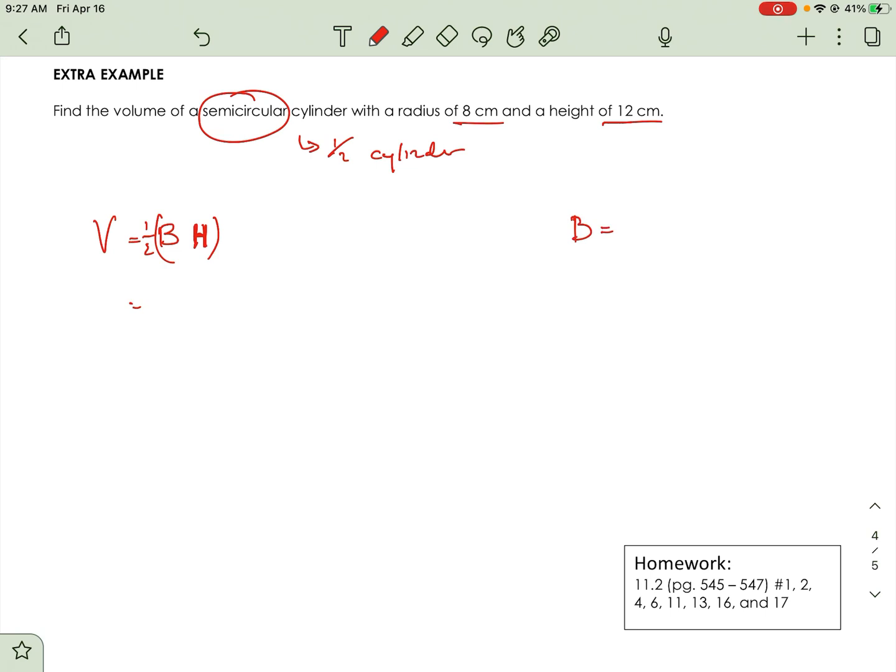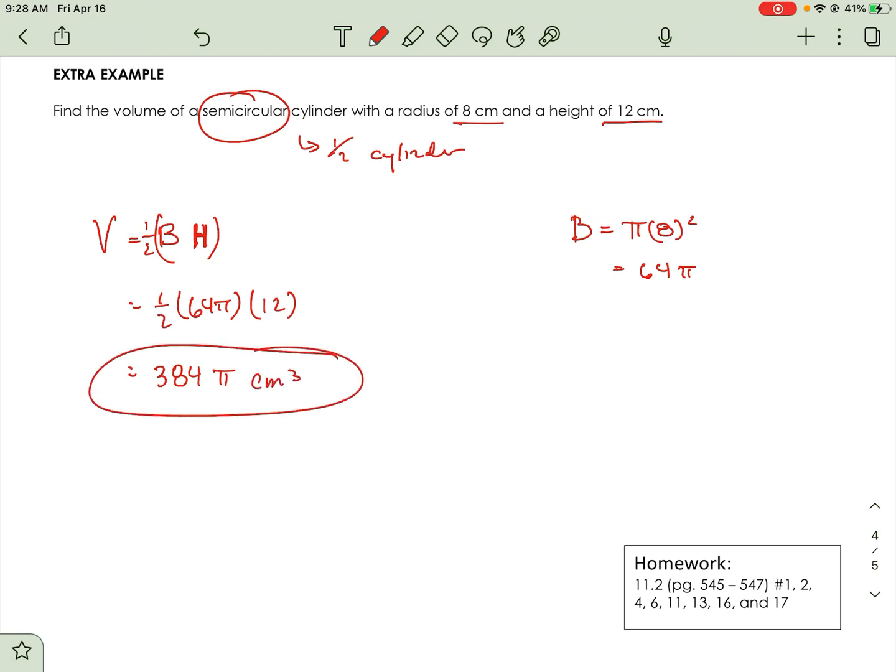If we do this off to the side, we know that the base of this is a semicircle, but we'll take that into consideration when we multiply by 1/2. So it's pi times the radius squared, which is equal to 64 pi. And so we have 1/2 times 64 pi times 12. So 1/2 times 64 is 32 times 12. We get 384 pi and then cubic centimeters as our volume.